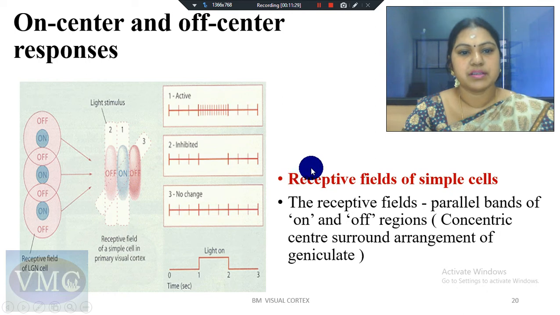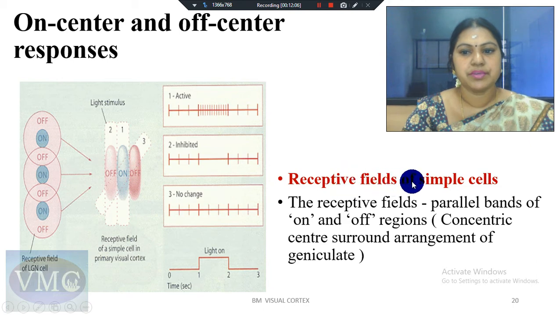On-center and off-center responses. So now, like any other cell, you have the on-center and off-center responses here. If the light rays fall in a particular direction, so here you can see the receptive field of a simple cell, primary visual cortex. If it falls here, so this is active. So you have an excitation here, it is excited. But you see here the second field, it falls in the off center and there is inhibition. If it falls in some other axis, there is no excitation, there is inhibition.